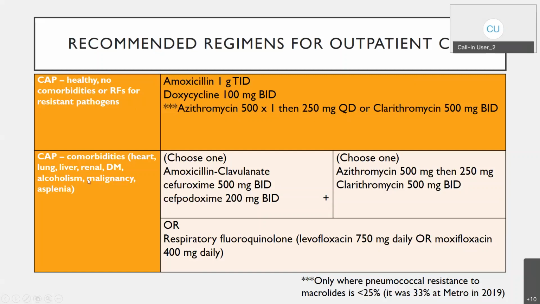If the patient has comorbidities, which includes a large range of different things, then we use either a respiratory fluoroquinolone as monotherapy, that would be levofloxacin or moxifloxacin, or a combination therapy: amoxicillin-clavulanate, cefuroxime, or cefpodoxime, plus a macrolide. This gives atypical coverage as well as coverage for strep pneumo, including macrolide-resistant strep pneumo. The respiratory fluoroquinolones cover both atypicals and typical pathogens for pneumonia.